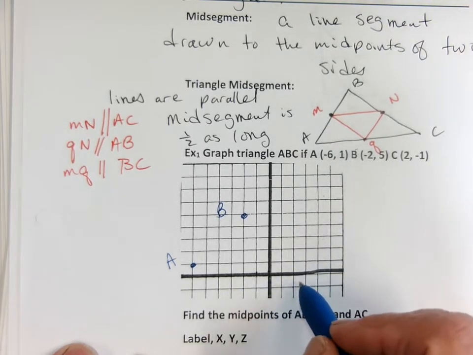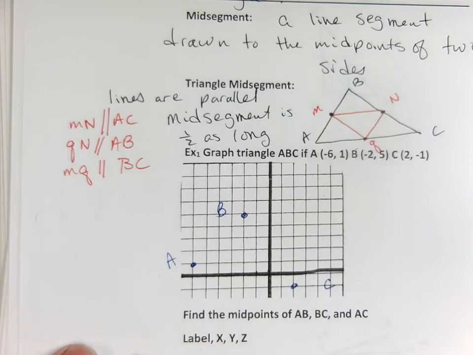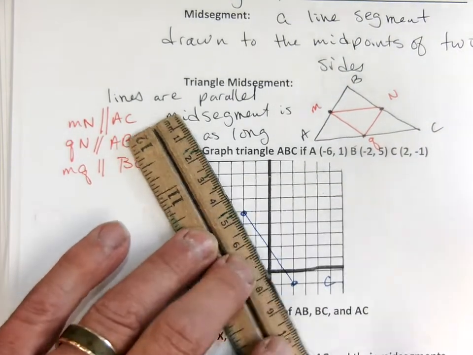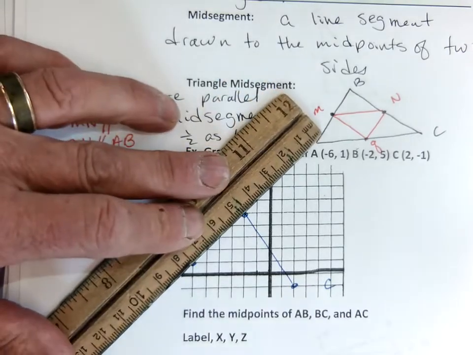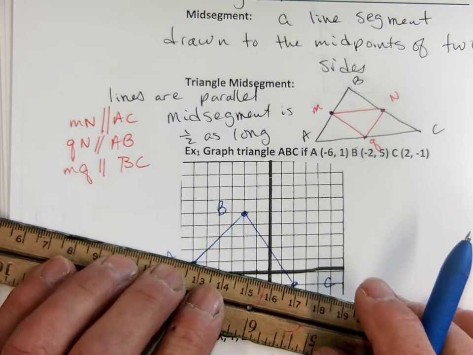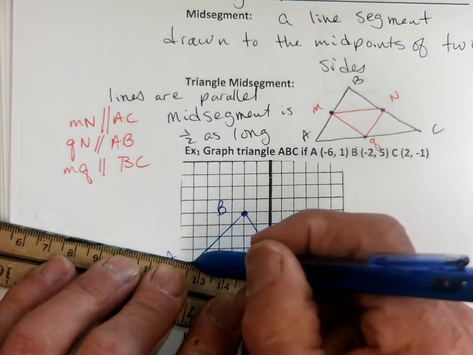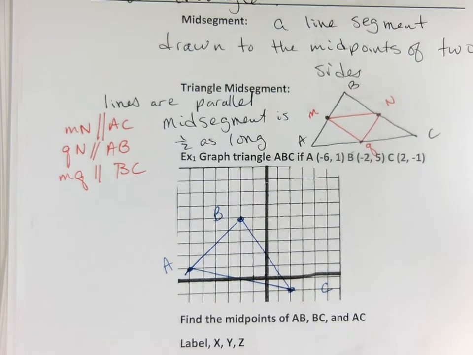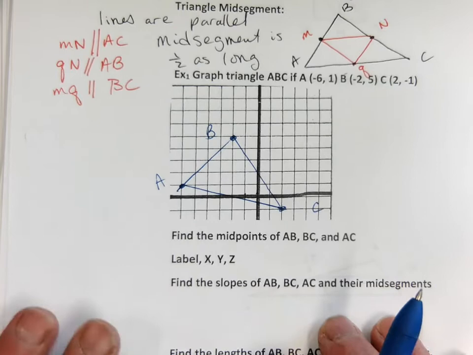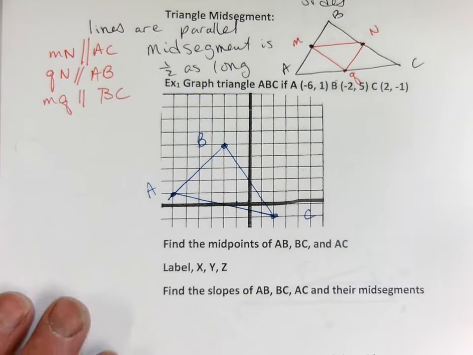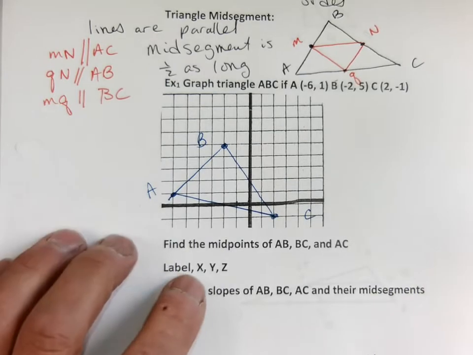2, 1, 2, -1. There's C. Okay, so I'm going to draw in triangle ABC. I got it, and I got it. Perfect. How am I doing? So far, so good, right? So the midpoints, they just have to be in the middle. So we're going to label them X, Y, and Z.